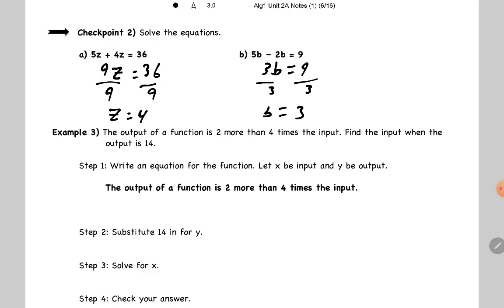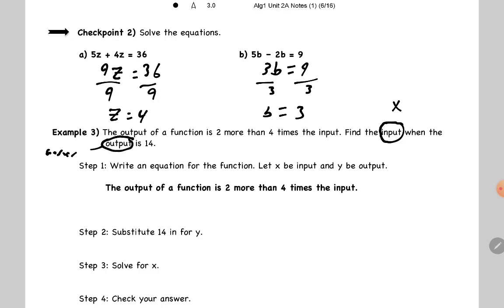The output of a function is 2 more than 4 times the input. Find the input when the output is 14. The word input means that's our variable. That's our x. Our output is like our answer. So we put in something and we get an output, an answer.